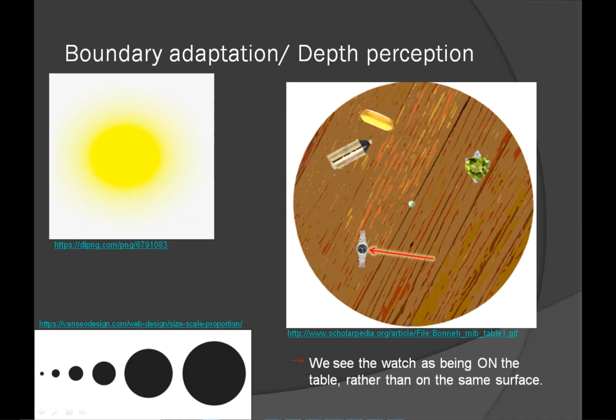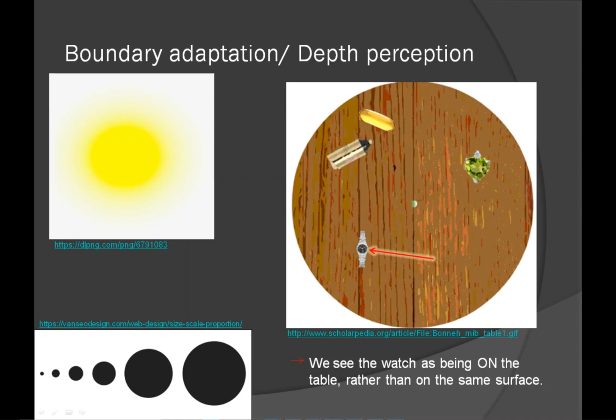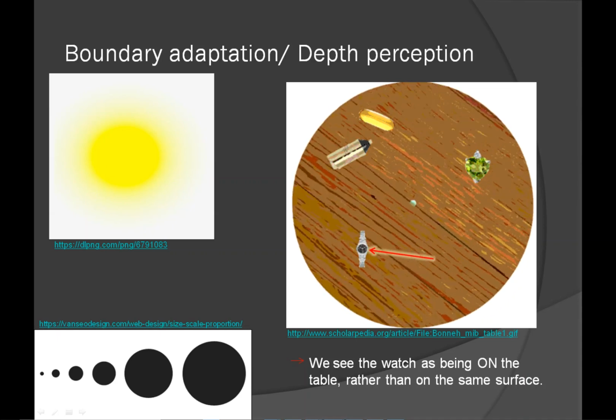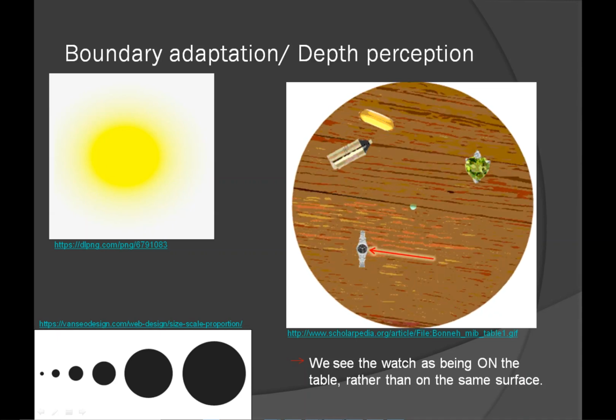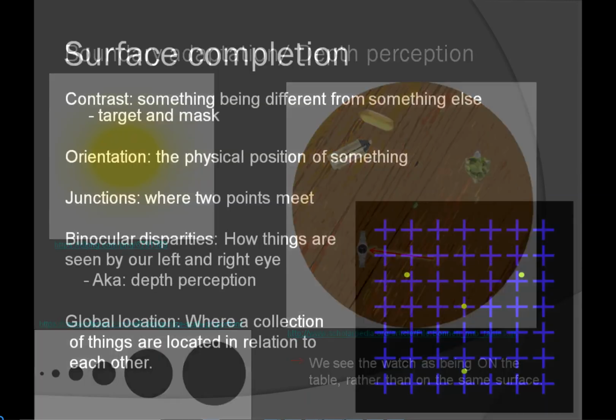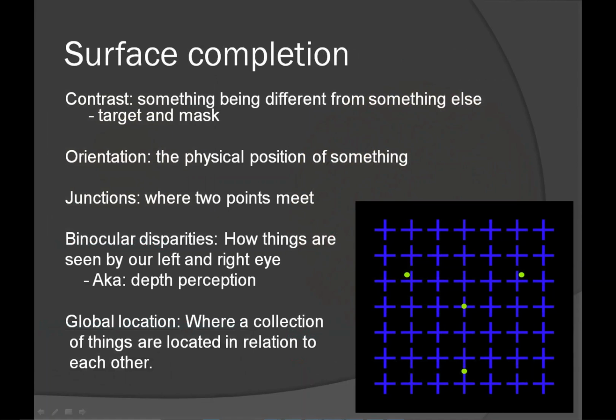The issue with this is that the target will continue to disappear even when presented in front of the mask. What this tells us is that the target size and perceived depth of the target play a role in the disappearance, but are not the ultimate cause of it. The second theory is surface completion or perceptual completion. This is really just a filling in idea. We get signals from the surrounding areas, the contrast, orientation, the junction, binocular disparities, global spatial relationships, which all provide cues that will fill in the space that disappeared.